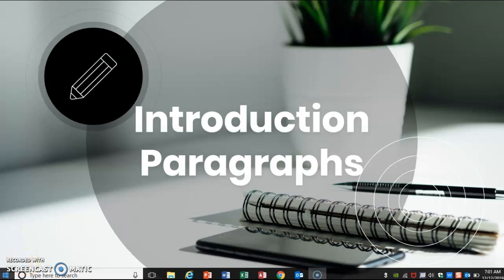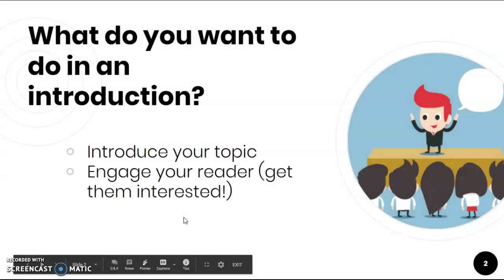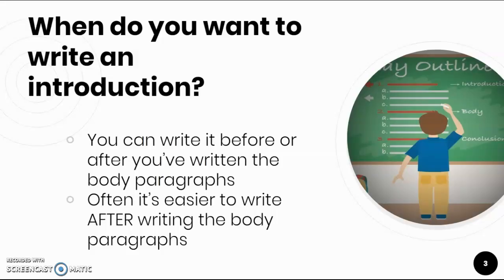All right, so this is a guide to help you with your introduction paragraphs for your To Kill a Mockingbird and Historical Connection paper. Okay, so what do you want to do in an introduction? You want to introduce your topic and your thesis to the reader, just kind of give them a sense of what the whole essay is going to be about. Also, you want to engage your reader. You want to hook them in, get them interested in what you're about to write.